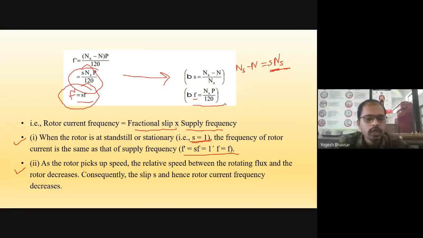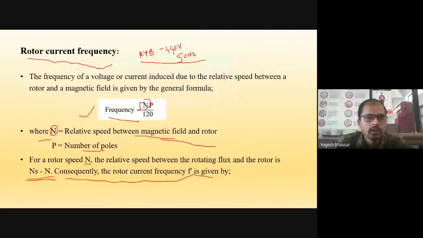And the second point: as the rotor picks up speed, the relative speed between the rotating flux and the rotor decreases. Consequently, slip and the rotor current frequency also decrease. Right? So when the motor takes up speed, this relative speed will decrease, and the resultant slip and the rotor current frequency also decrease. We can simply calculate this by this formula. So this is the second parameter, rotor current frequency.